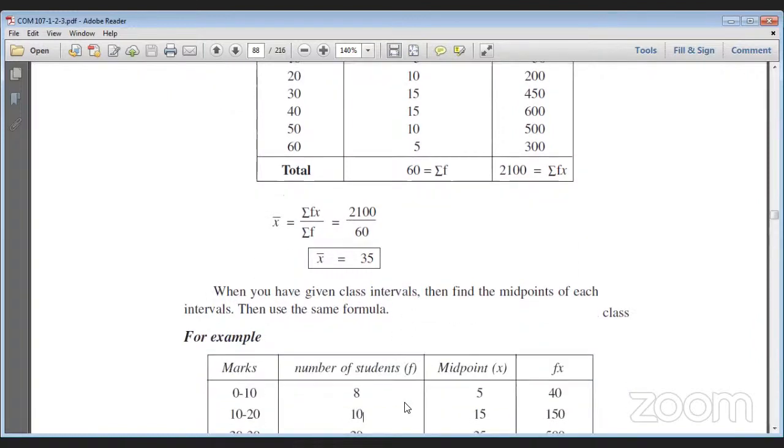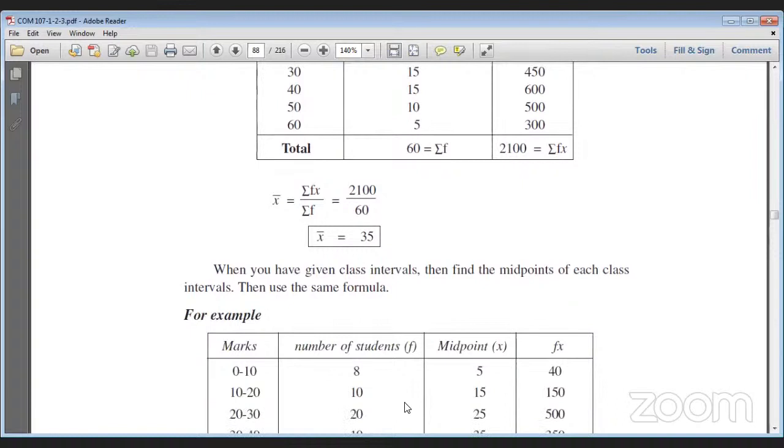Marks, number of students, and midpoint. Now the midpoint for marks 10 to 20 is 15, that is 10 plus 5. Here the class width is 10, so half is 5. For 0 to 10, the number of students is 8 and the midpoint is 5. Then multiplying 8 into 5 gives f x for the first class.